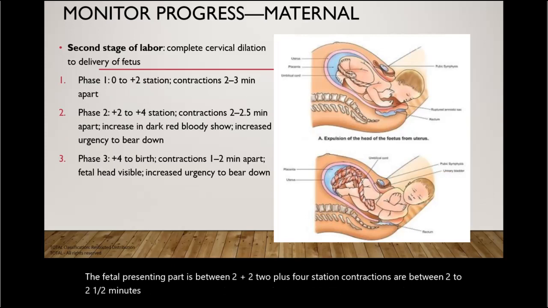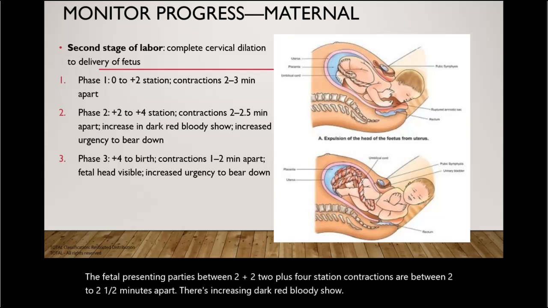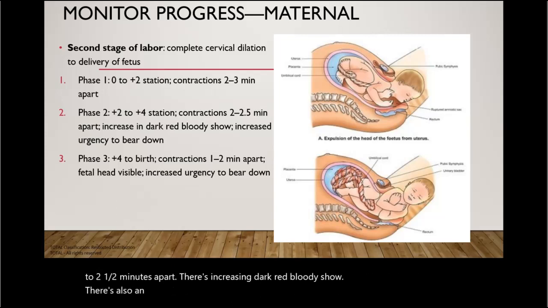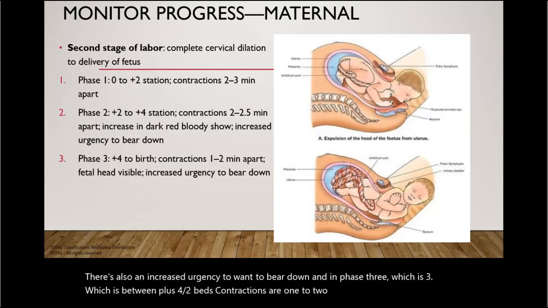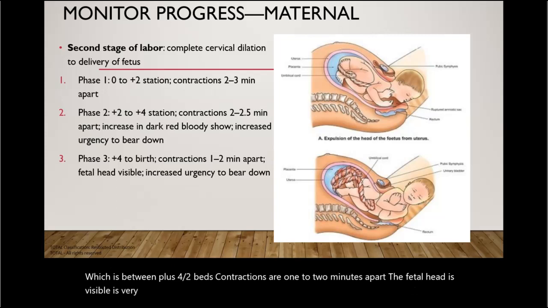There's an increase in dark red bloody show. There's also an increased urgency to want to bear down. And in phase 3, which is between +4 to birth, contractions are 1 to 2 minutes apart. The fetal head is visible. There's very much increased urgency to bear down.